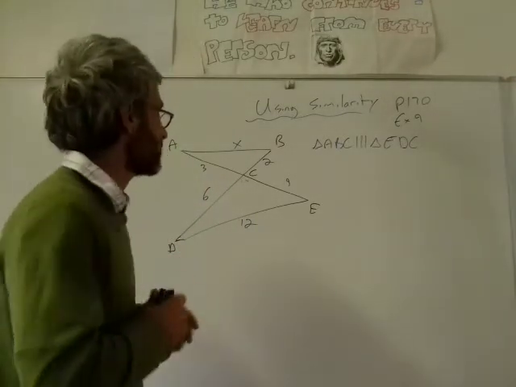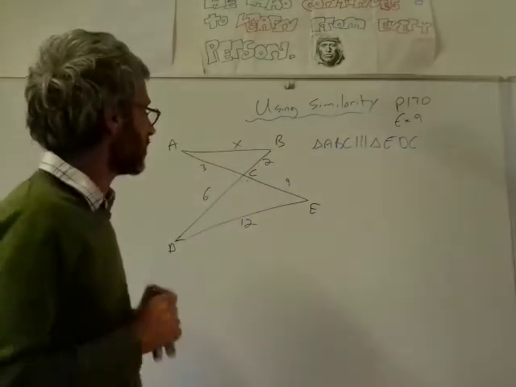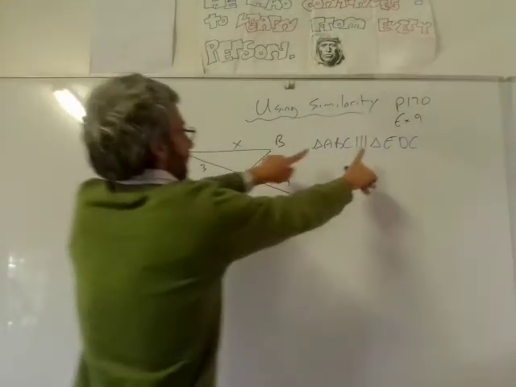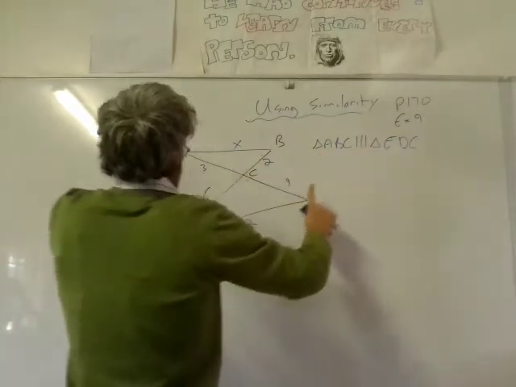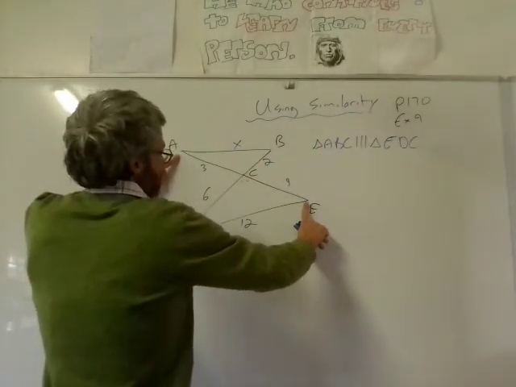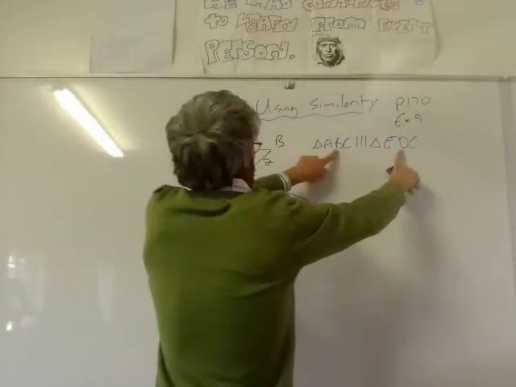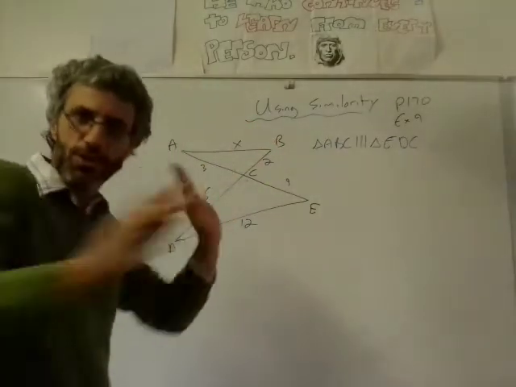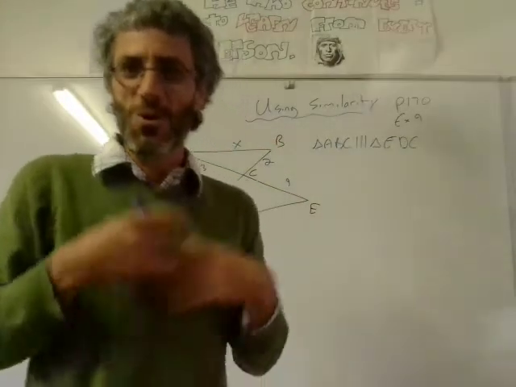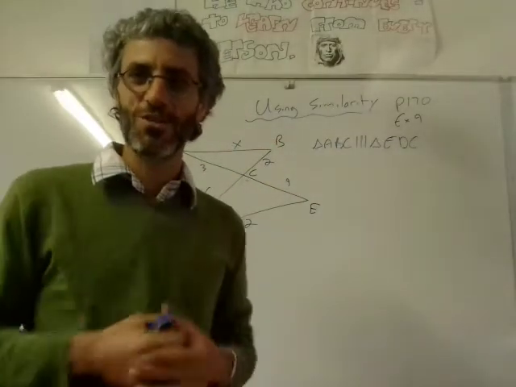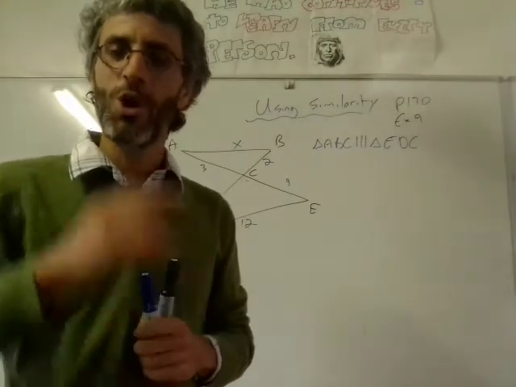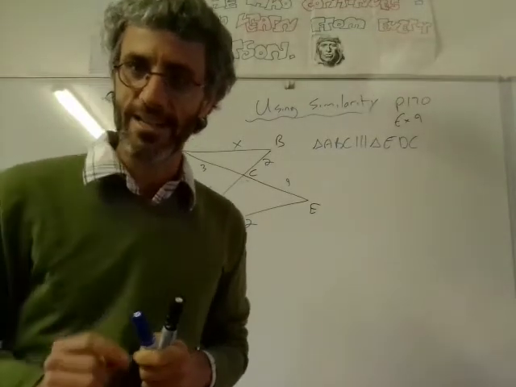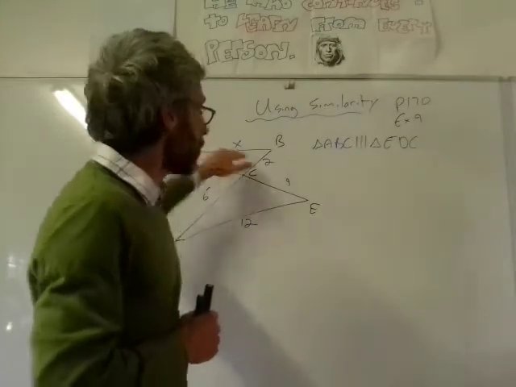Now, if the triangles are similar, we know that the angles are equal. So, for example, angle A is equal to angle E. Angle B is equal to angle D. But in this exercise, we don't try to calculate angles, so it's not important information. What we want to find out is the side. How would we find x?